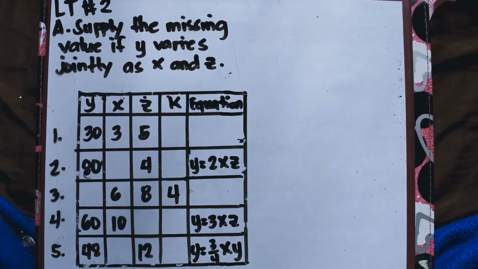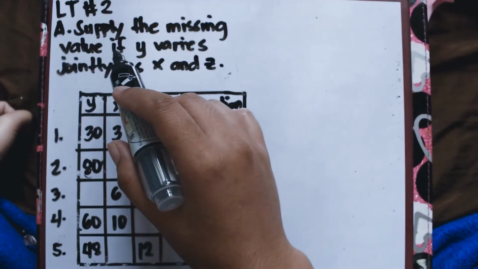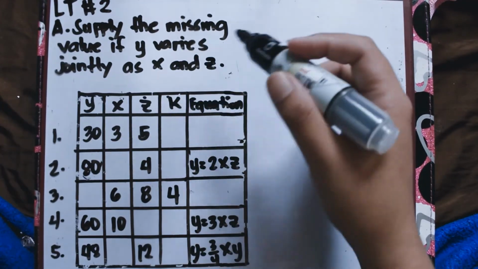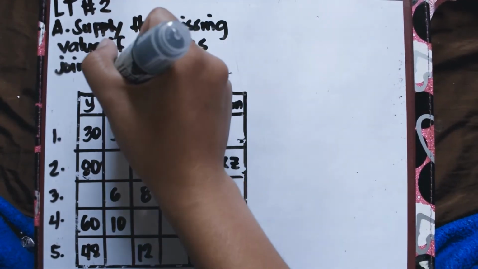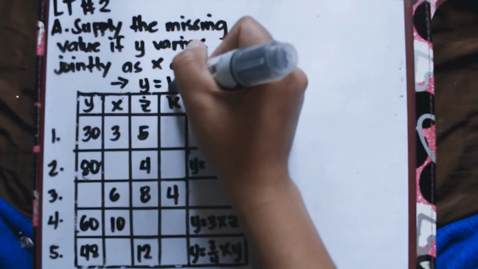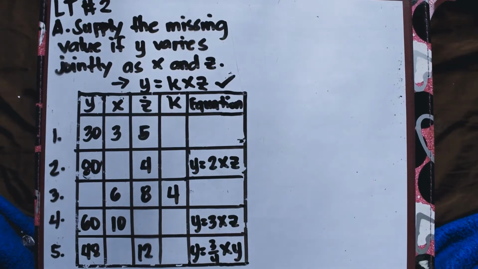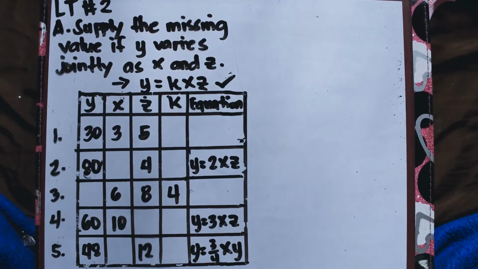Pero syempre, kailangan unang step natin, i-translate muna natin yung ating given. So sabi, supply the missing value if y varies jointly as x and z. So alam na alam nyo yung translation yan, lagay ko lang dito. So sabi dyan, y varies jointly as x and z. So, ito po yung ating equation. Yung gagamitin natin sa pagsosolve. So, one by one tayo. Let's start with number 1.